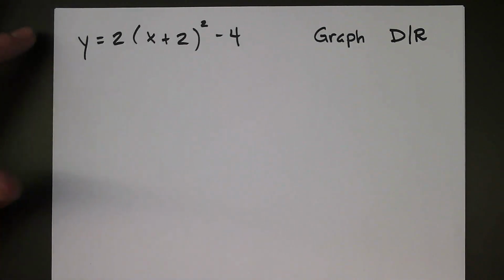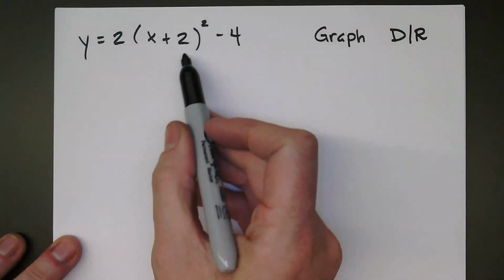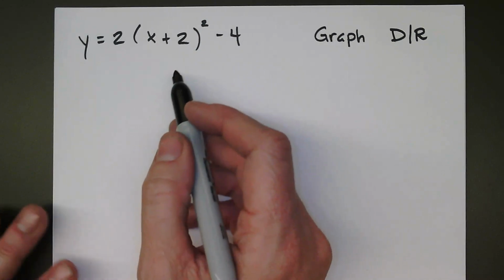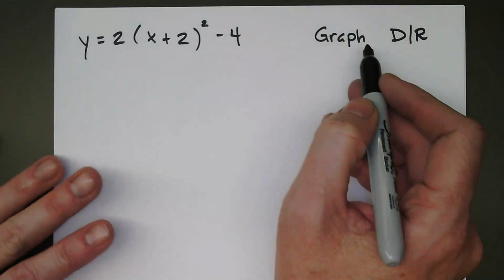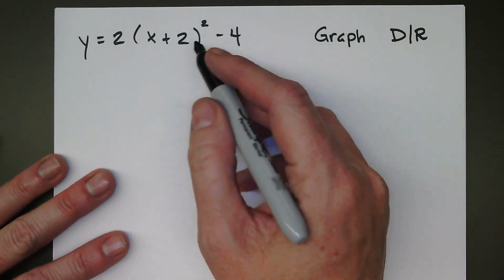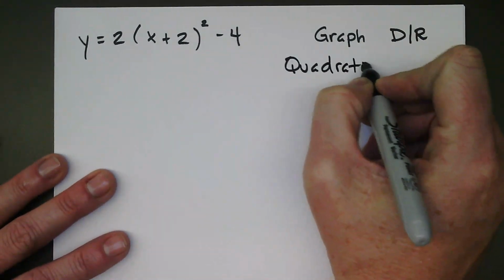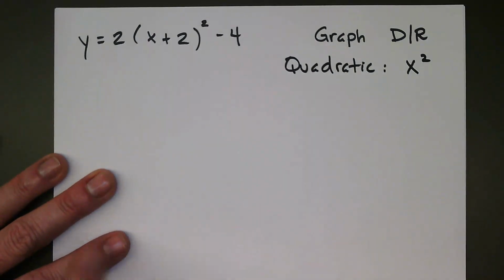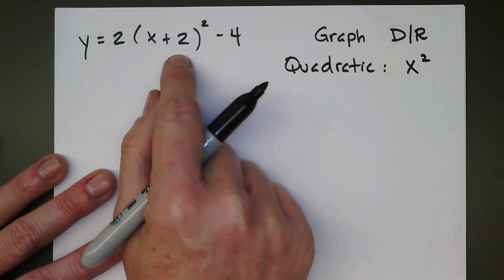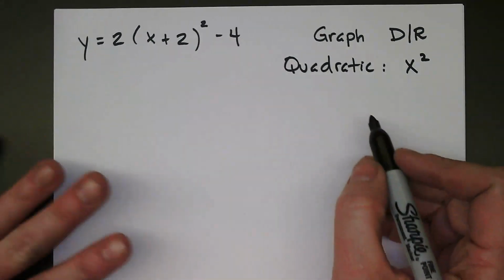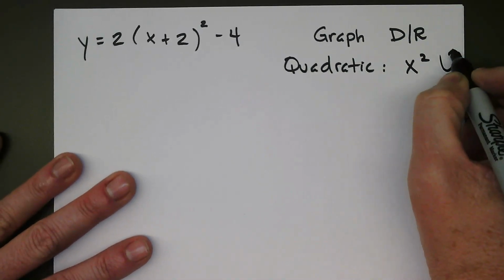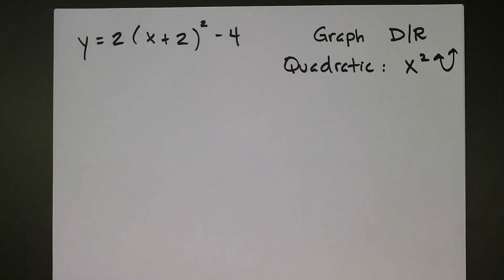We are asked to graph this equation, y equals 2 times the quantity x plus 2 squared minus 4. You're also going to be given the domain and range. Now, in order to graph this well, you have to recognize right away that this is a quadratic. And I know it's a quadratic because I'm going to end up with an x squared term, right? X plus 2 is in a binomial that's being squared. So that immediately tells me I'm going to have a parabola, right? It's going to be a U-shaped graph.